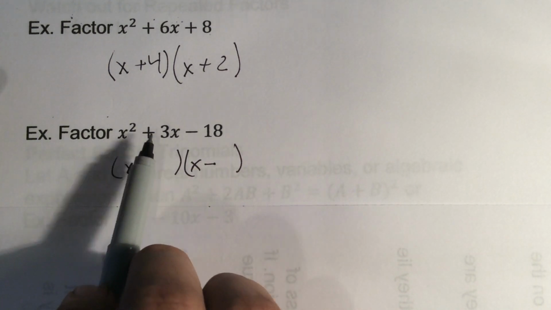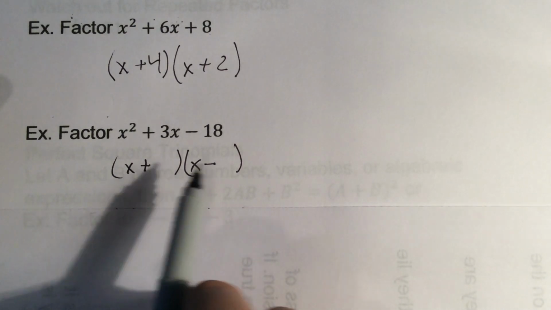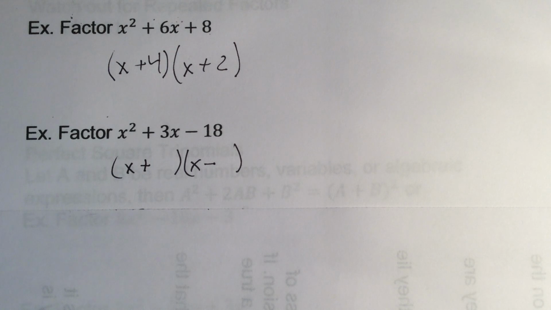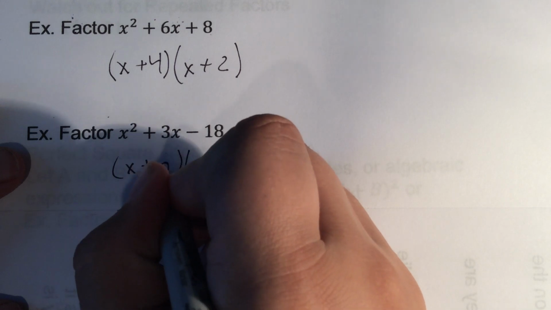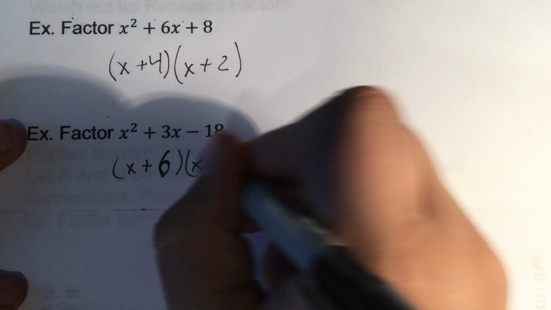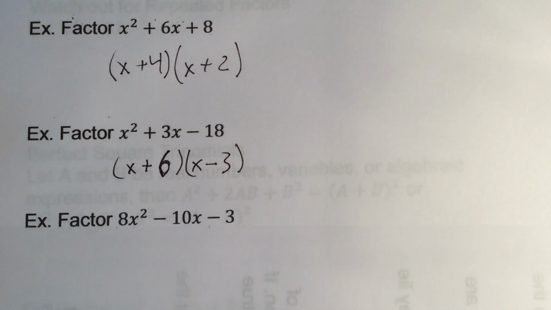Now, the middle is positive, so the bigger one has to go with the plus, and the smaller one will be the minus. So factors of 18, if I do 3 and 6, that's a difference of 3, but if I multiply them, I get my 18. So because the middle one's positive, the bigger one's positive, and the other one would be 3. Okay.